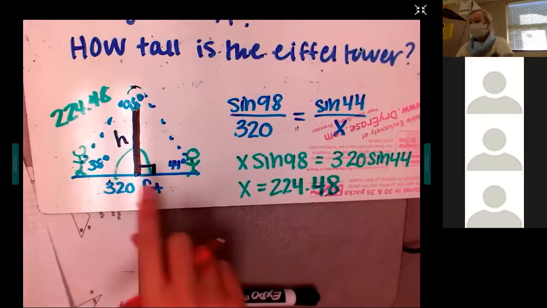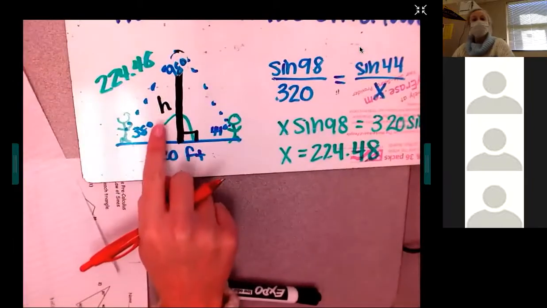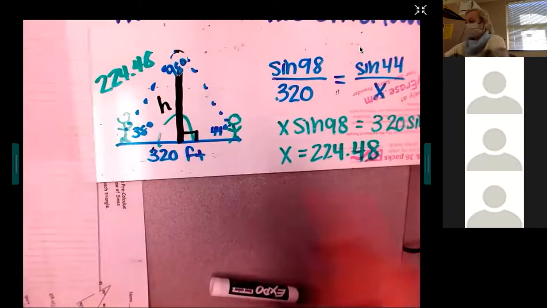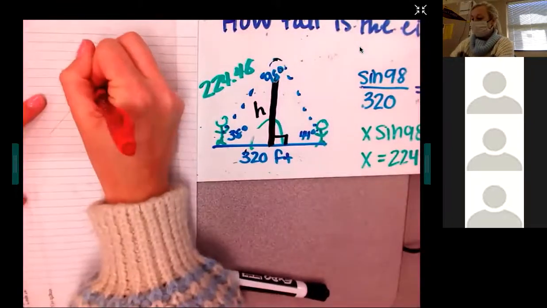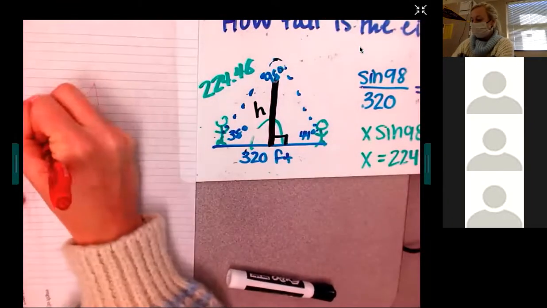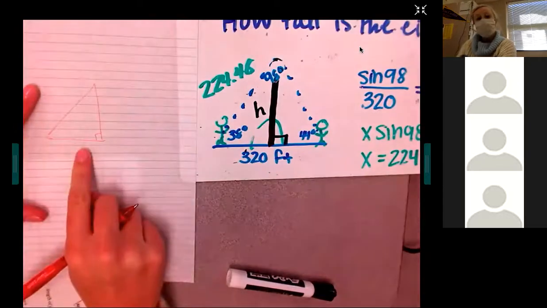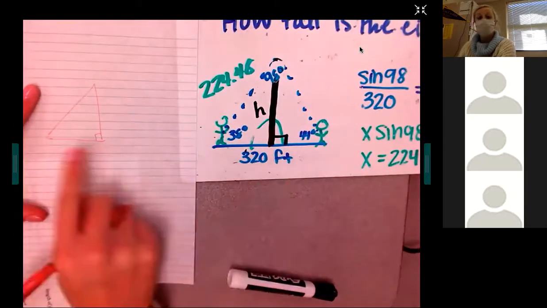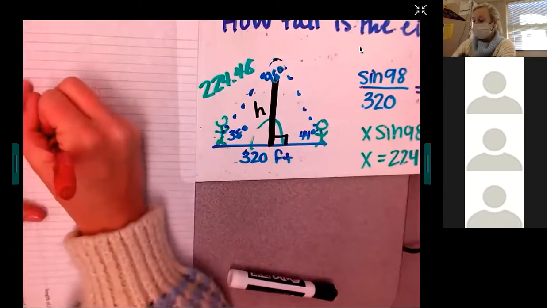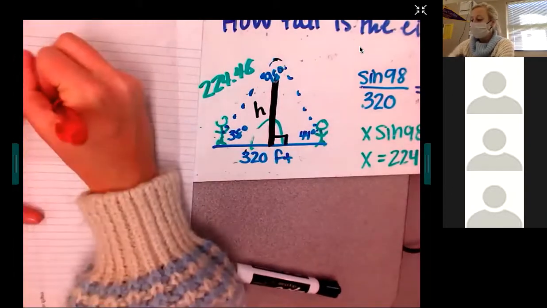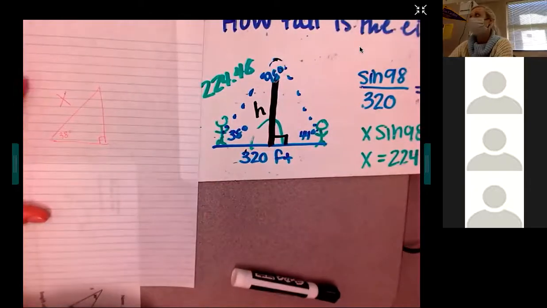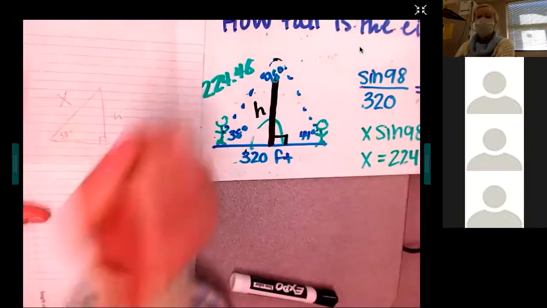All right, so I want everybody to look at what I'm going to do with this piece right here. I have a right triangle now. We don't know the bottom piece because the whole thing is 320, not just this one piece. But I do know this angle is 38 degrees, and I now know this side that I stored for X, right? So can we find the height now?